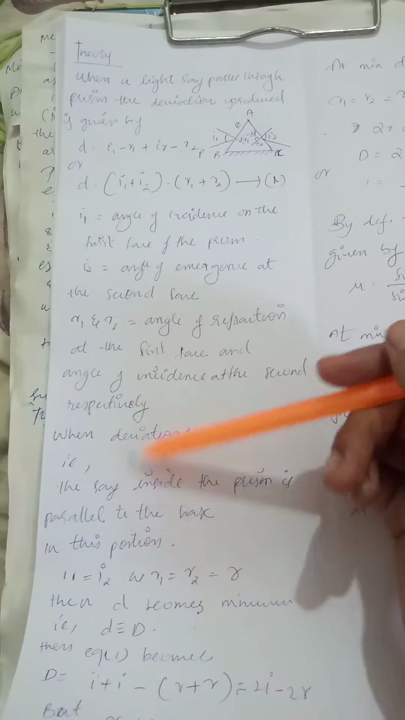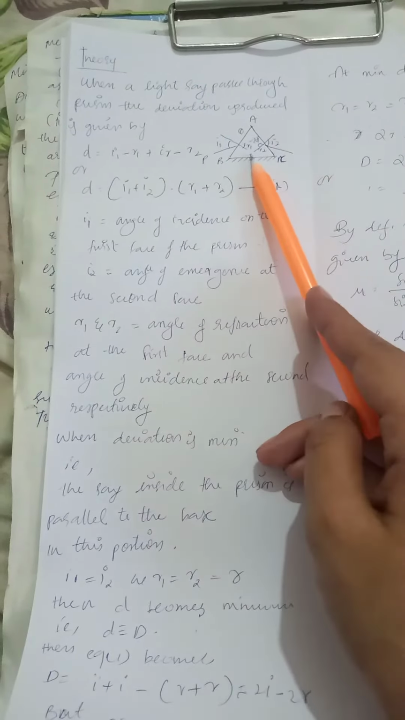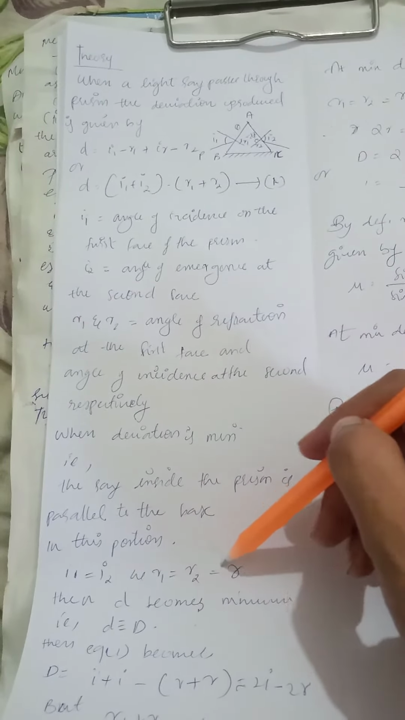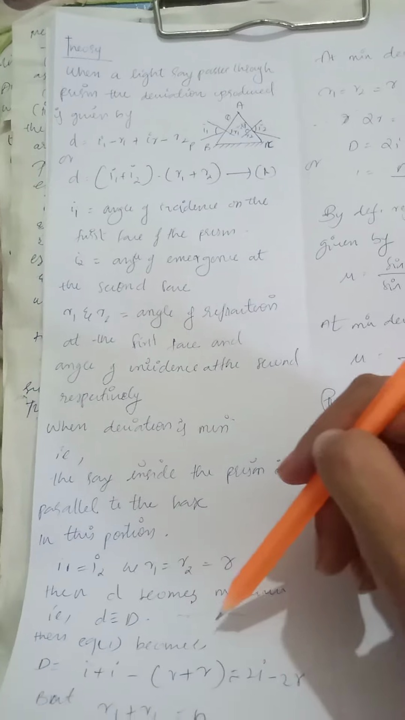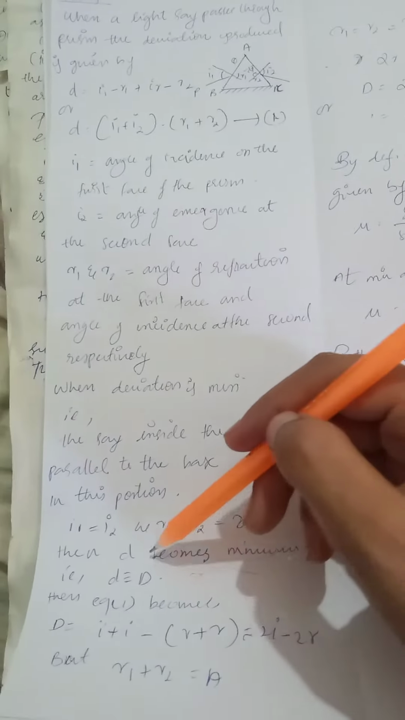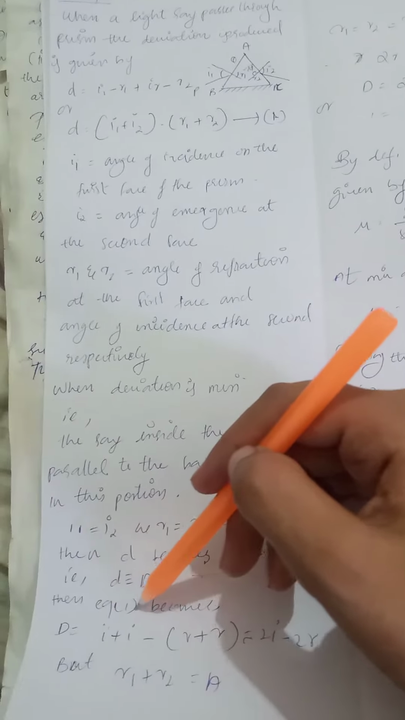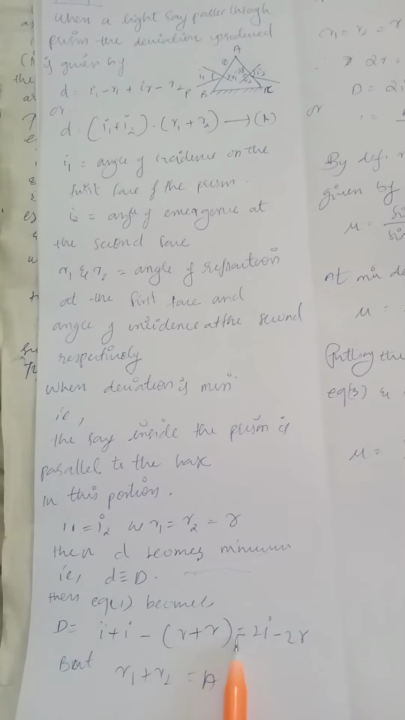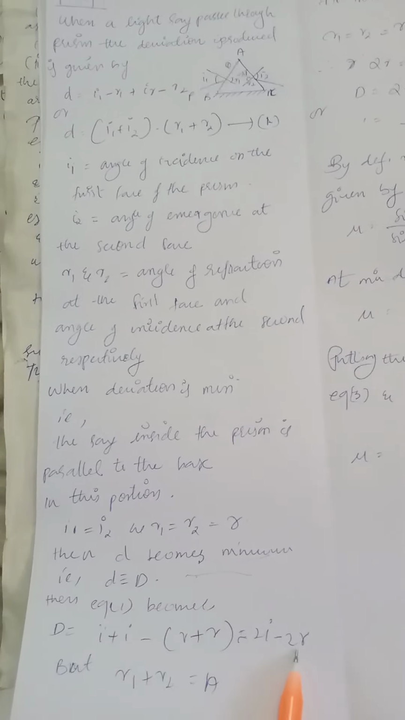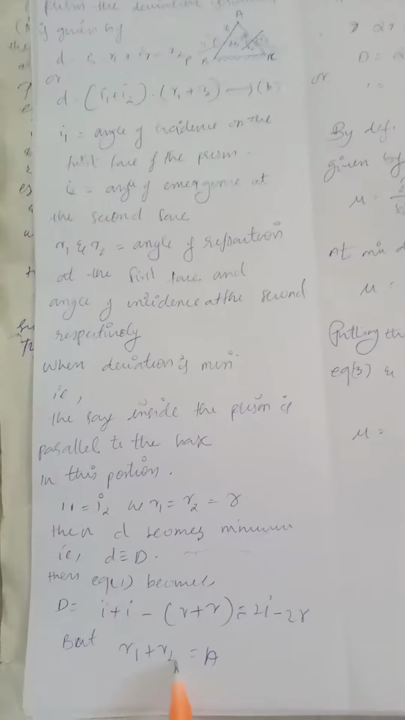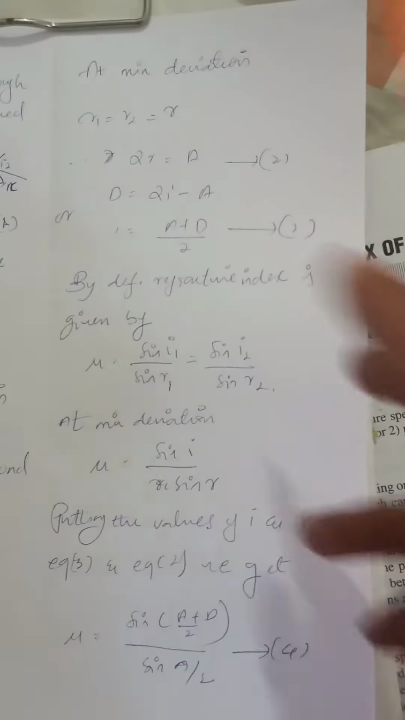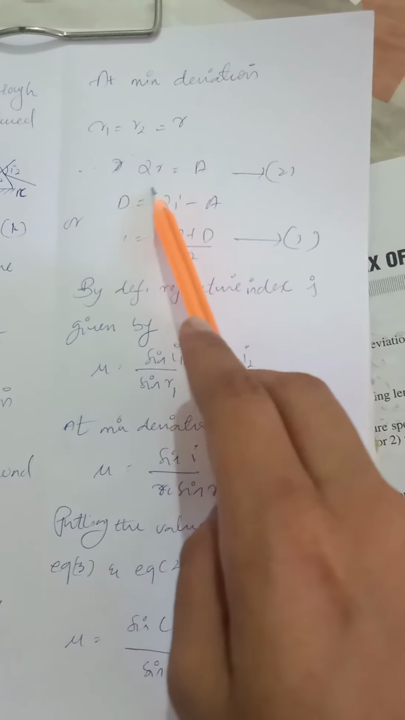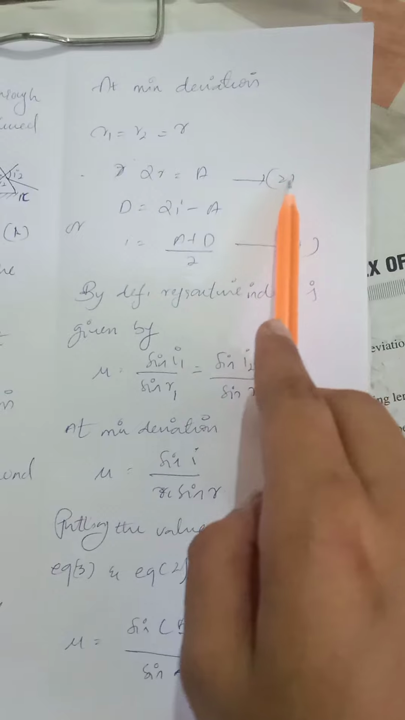When the deviation is minimum, that is, the ray inside the prism is parallel to the base, in this position I1 is equal to I2 and R1 is equal to R2 is equal to R. Then d becomes minimum, that is d is equivalent to capital D. Then equation 1 becomes D = I + I - R - R = 2I - 2R, but R1 + R2 is equal to A. That is, at minimum deviation, R1 = R2 = R, then 2R = A. This is equation number 2.